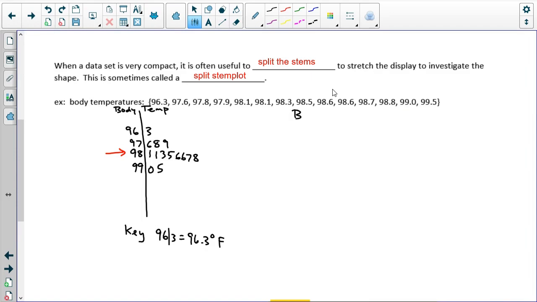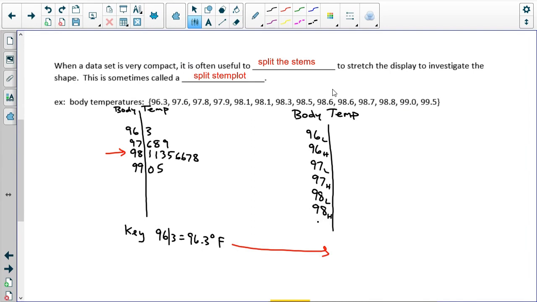So I can do the same thing. I can say body temperature, and my key can be exactly the same. So I'll move that over here. But if I split the stem plot, 96 low, 96 high, 97 low, 97 high, 98 low, 98 high, 99 low, 99 high.